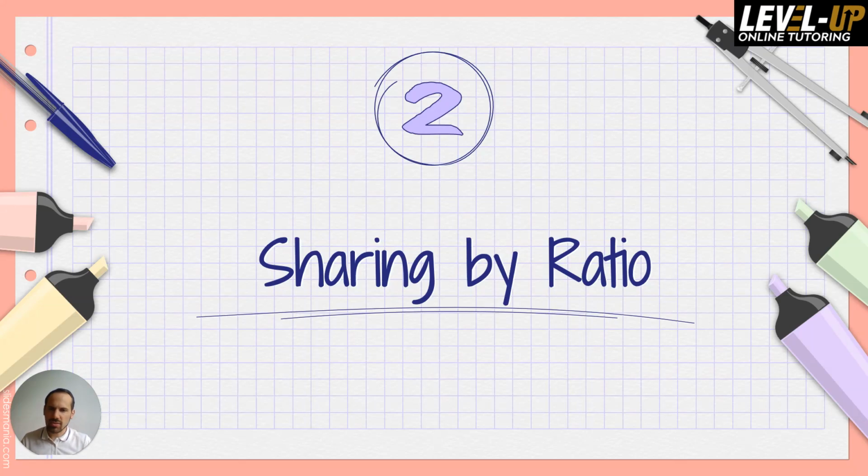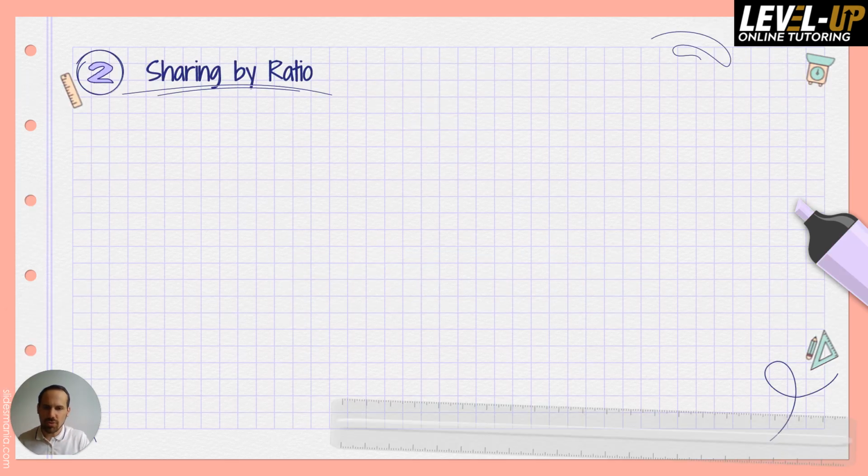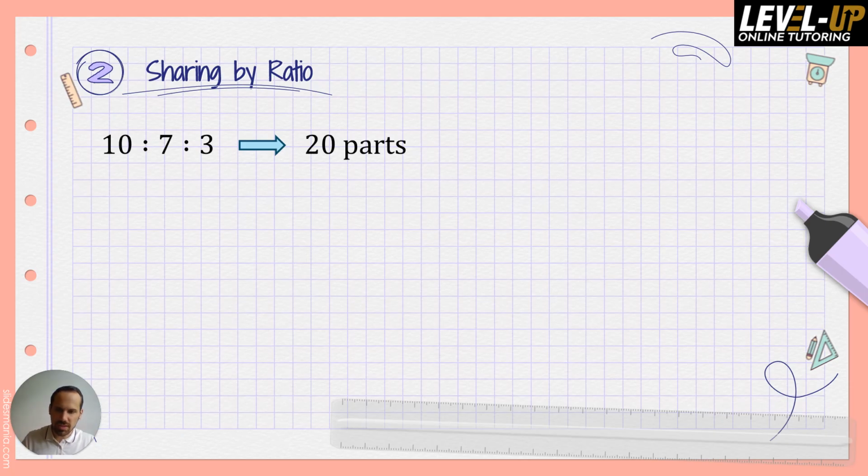So let's take a look at sharing by ratio, where this concept of parts of a ratio will make more sense. Let's look at that ratio again of 10 to 7 to 3. In total there's a total of 20 parts: 10 parts oat, 7 parts syrup, 3 parts butter. 10 plus 7 plus 3 comes up to 20.